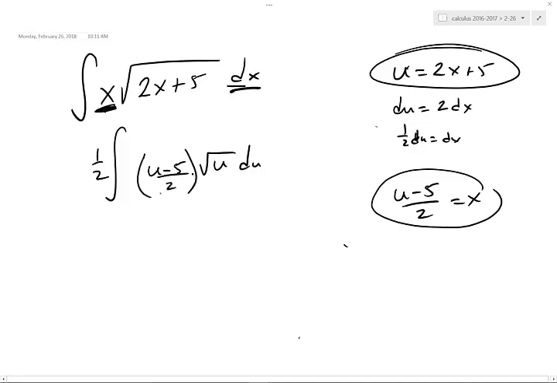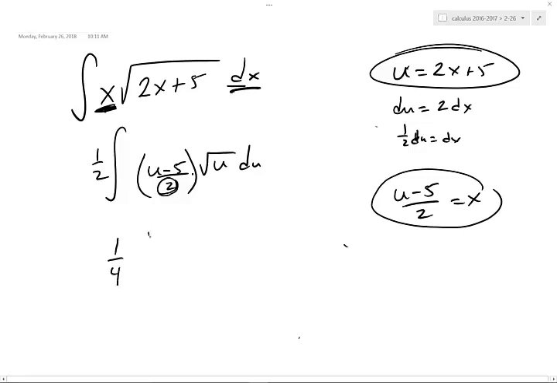Now, what can I do with this other 2 on the bottom there? I don't like it there. Can't I just pull it out front with the other 2? Sure. And what would that give me out front? 1 over... well, they're both on the bottom, so it's 1 over 4.